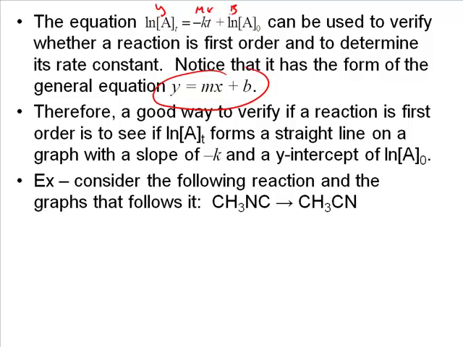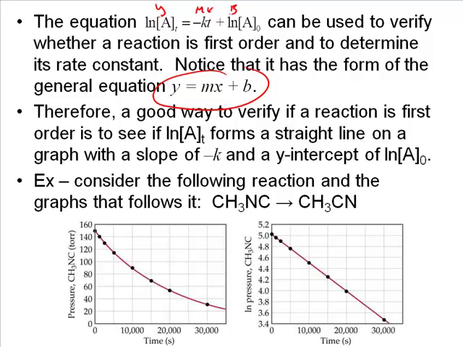If we look at this reaction here, that's CH3NC becoming CH3CN. If we take a look at the change in the pressure over time, that pressure goes down. But if you take the natural log of the pressure, notice that if you take the natural log of all of these numbers, it forms a straight line. So an easy way to determine if something is first order or not is if the natural log of the concentration, or in this case the pressure, forms a straight line. That tells you that it has to be a first order reaction.